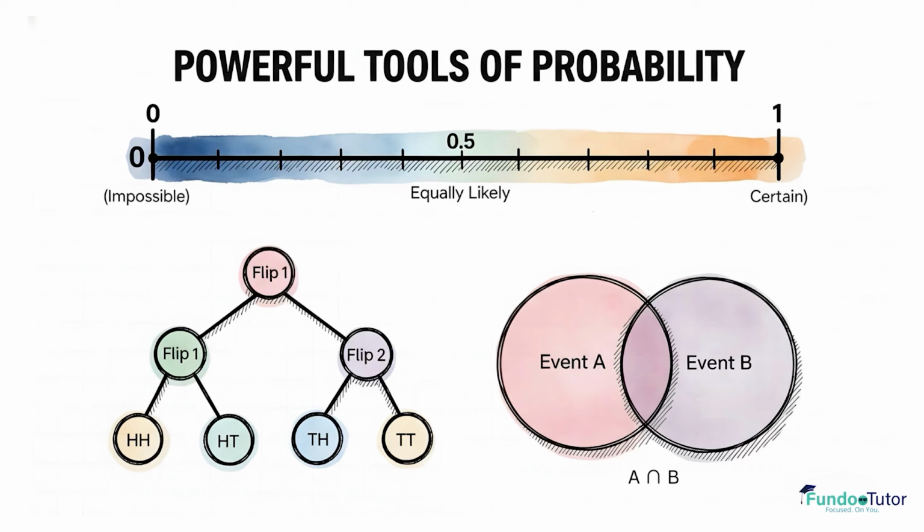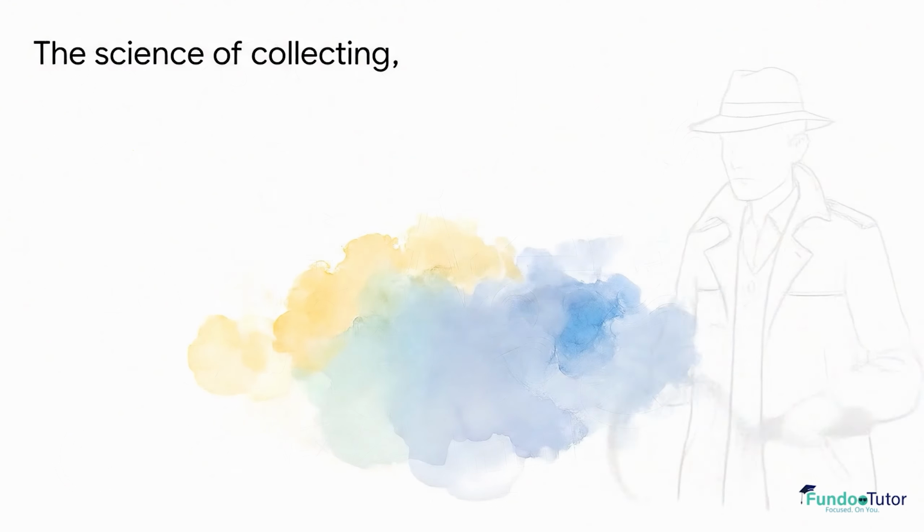You'll calculate the odds of simple things happening, and then you'll get to use some really cool tools like tree diagrams and Venn diagrams to figure out the probability of more complex stuff. It's a really, really cool part of maths. And our final topic is statistics.